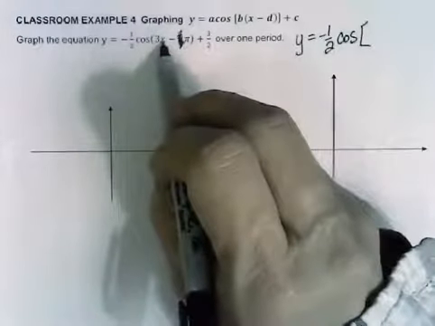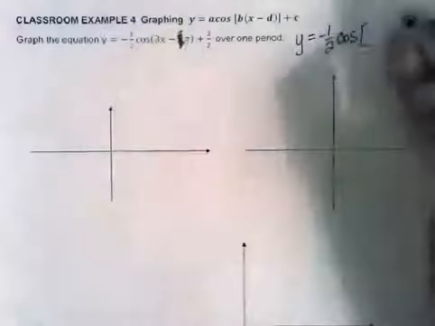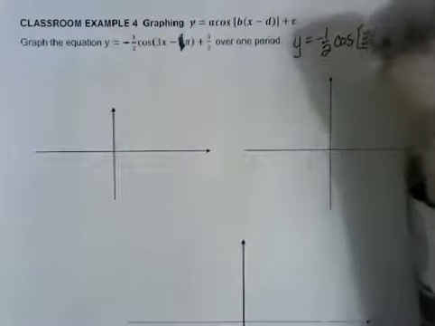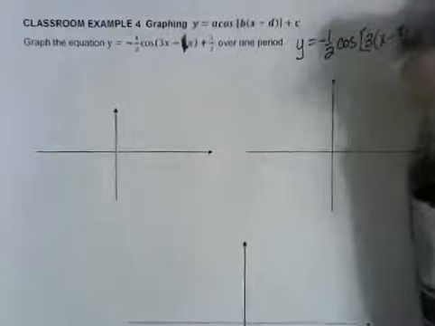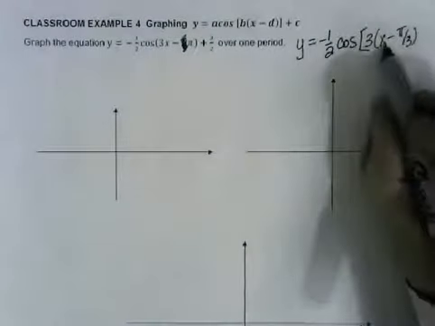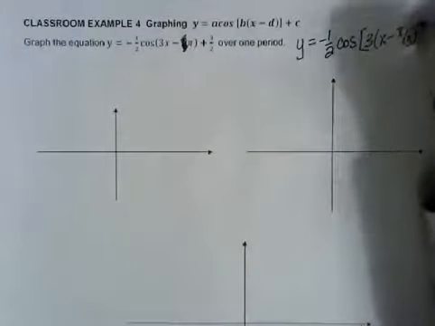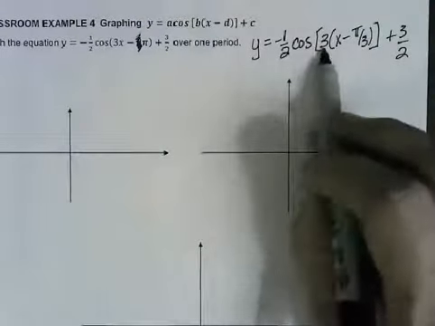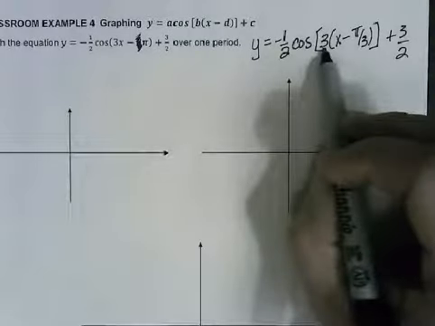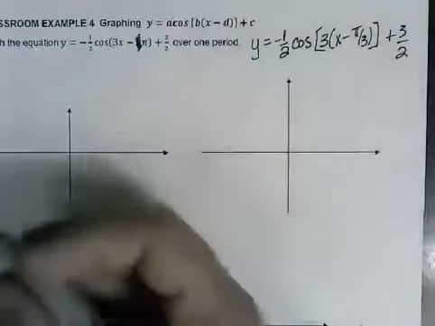What that means is that we're taking both the 3x and the pi and dividing them by 3. And that just pulls the 3 outside. What we end up with then in here is x minus pi/3. We're going to start with the horizontal transformations. The first thing is the b. That's going to give us a horizontal shrink. It will change our period.